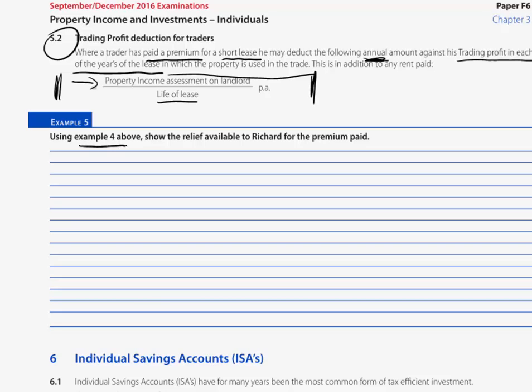So what we need to do here, using example 4 as above, is show the relief available to Richard for the premium paid. And what we'll be doing is working out an annual trading profit deduction. So, how did we work out the property income assessment on the landlord? We took the premium received of 60,000 and multiplied it by 51 minus the number of years of the lease, that was 20, over 50. In this calculation, the life of the lease is 20 years. So we took 51 minus 20 over 50 times 60,000. And that, you will recall, gave us a figure of £37,200.